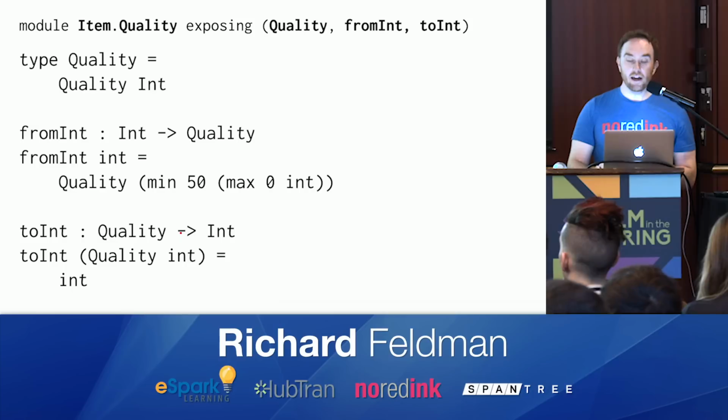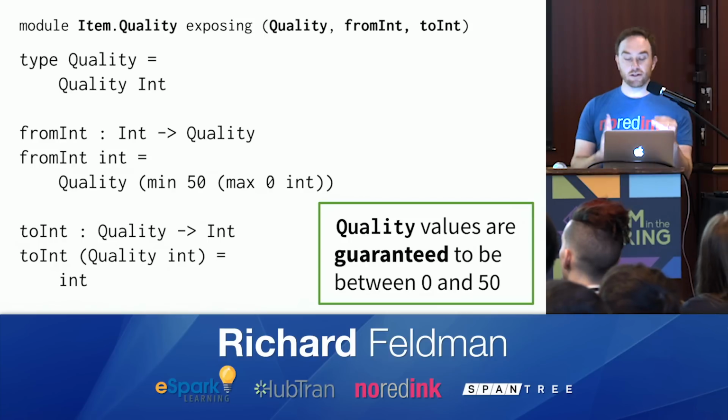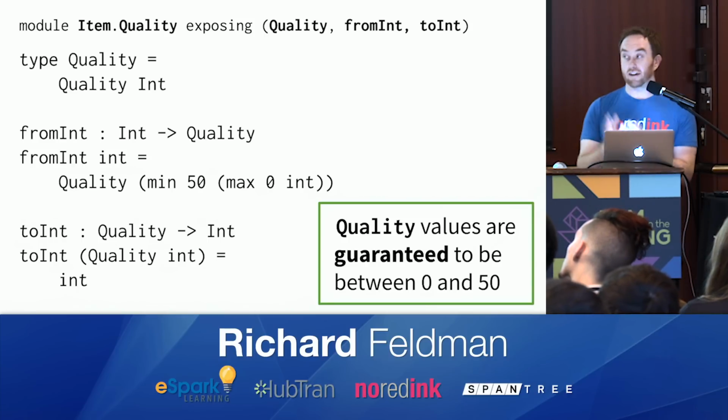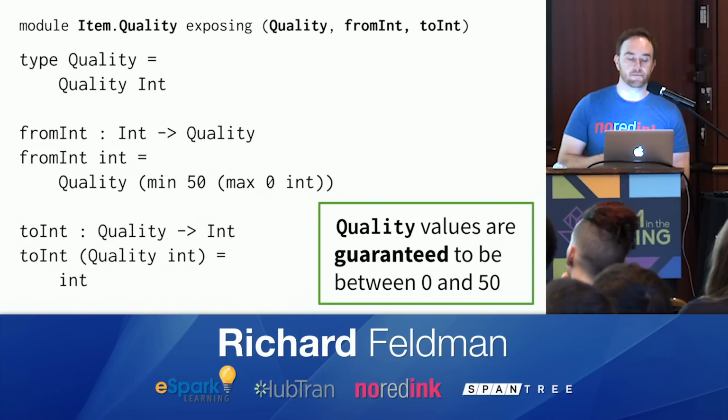Okay, so here, it is a true statement that values of type quality are guaranteed to be between 0 and 50. That's what this module does. That's the whole thing. It fits on a slide, but it is doing that. It is enforcing that guarantee.